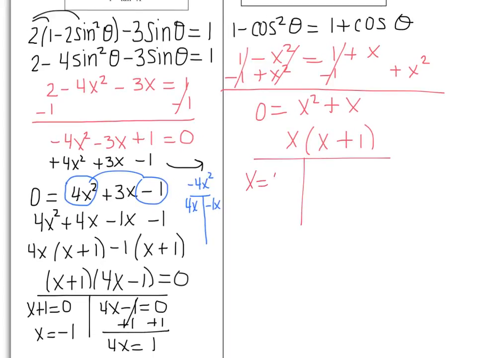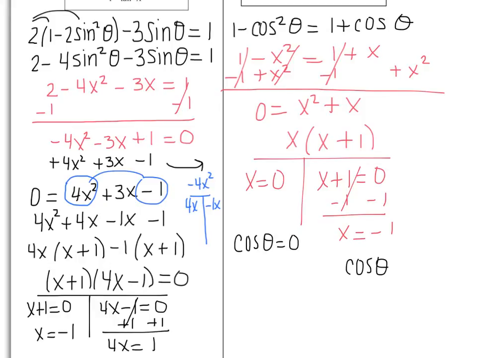So x is either equal to 0 or x is equal to negative 1. And what did we let x equal again? X was cosine theta. So cos theta equals 0 and cos theta equals negative 1. So my question is, let's focus on this one. Cosine of theta. You need a unit circle.